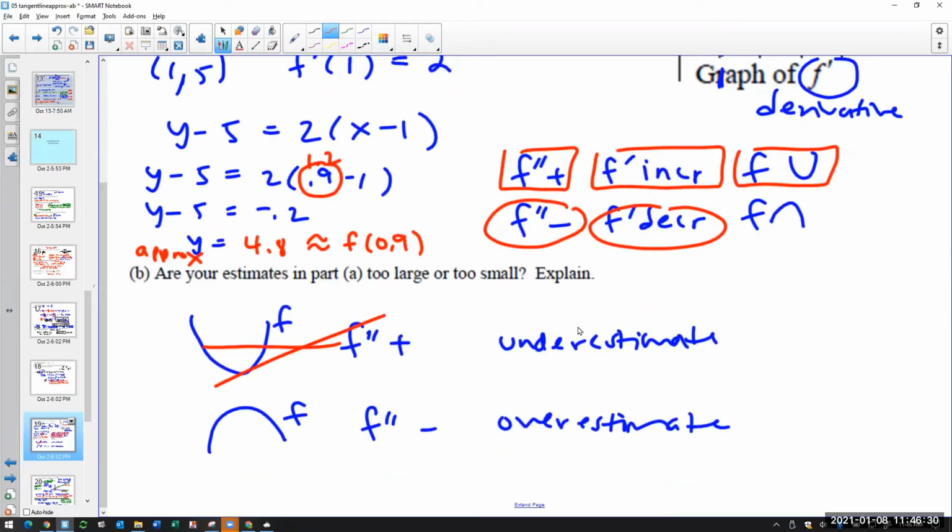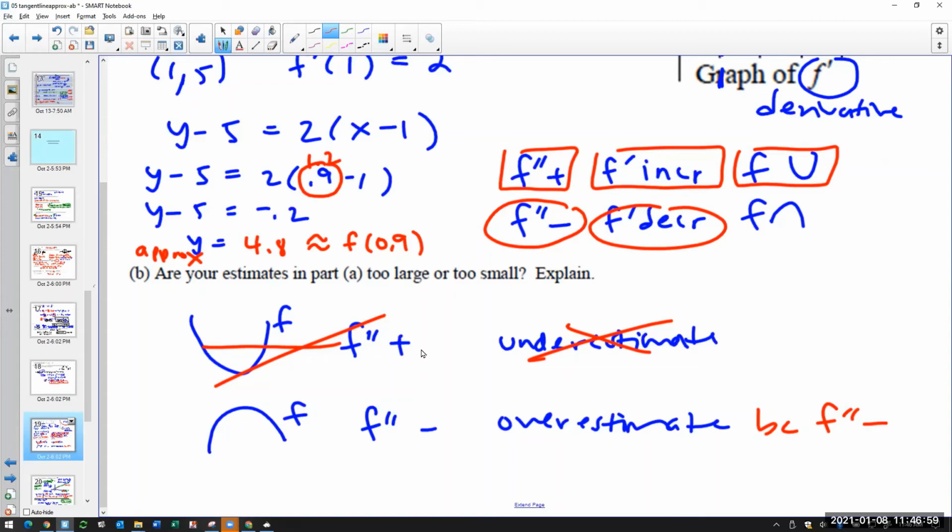So I know that F double prime is negative, so this is not true here. F double prime is negative. I have an overestimate, and the reason is because F double prime is negative. Or actually, that would be a totally acceptable reason. You could say also because F prime is decreasing, okay? But in our book, F prime decreasing is the exact same thing as F double prime negative, okay? Do I have a part C on this question or not? Nope, okay. What other questions do you guys have?